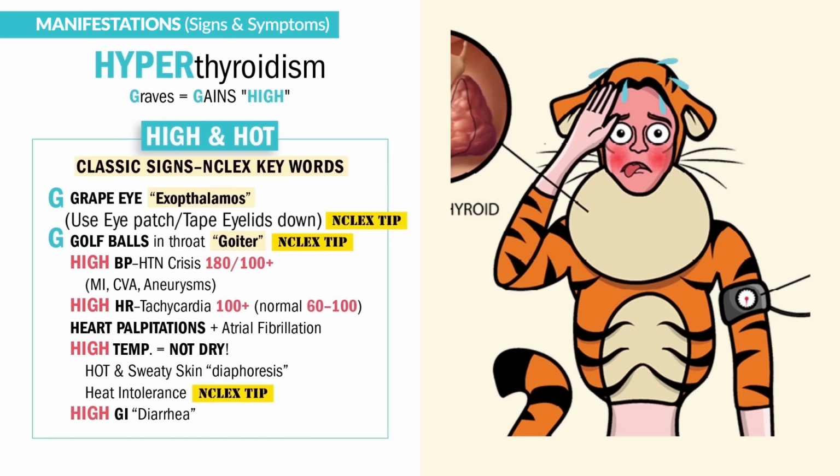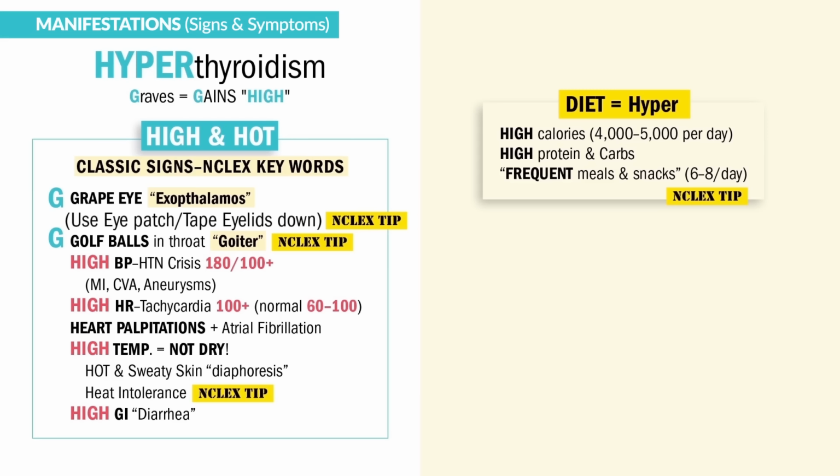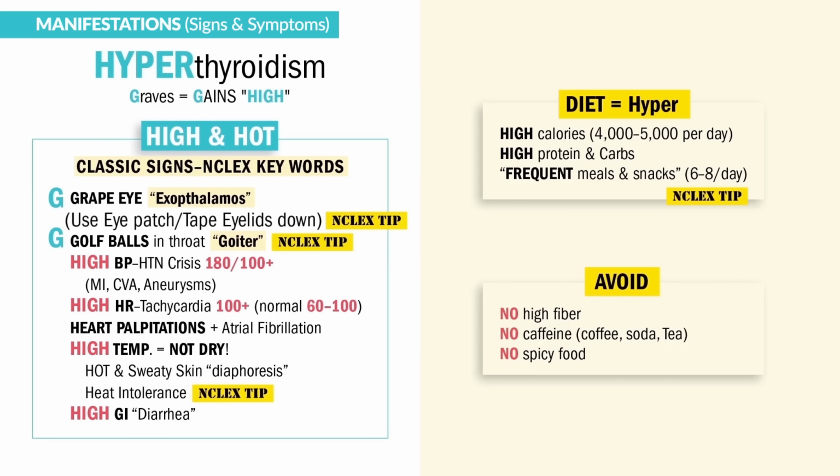So guys, patients in hyper mode need a hyper diet with high calories, also high protein and carbohydrates. Now, big key word here, frequent meals and snacks, like 6 to 8 per day. Huge NCLEX key term. And guys, we also do the 3 big no-nos for the NCLEX. No high fiber, we need low fiber, unless the patient's constipated. Also, no caffeine, so no coffees, sodas, or teas. And lastly, no spicy food.